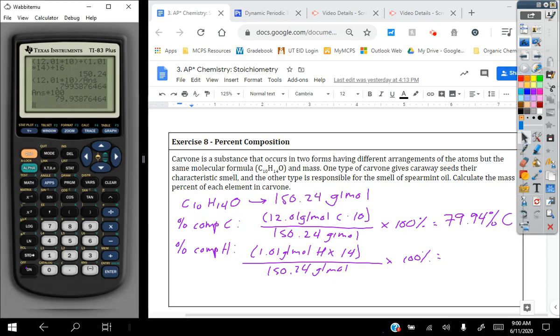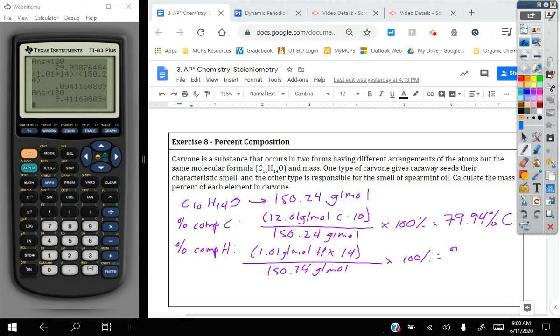So we've got 1.01 times 14 divided by 150.24. This one, 0.09411, so times 100. This is 9.41% hydrogen. That was a terrible 9, excuse me.